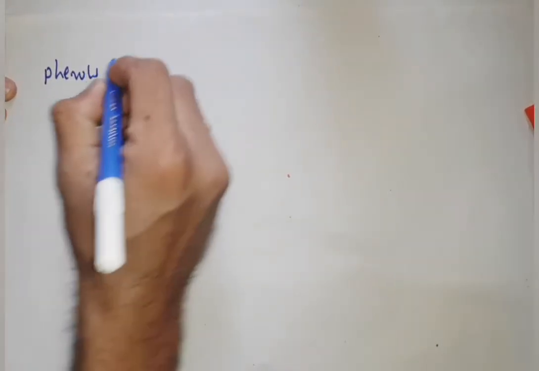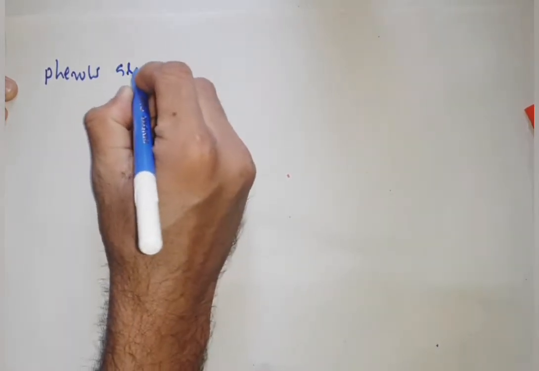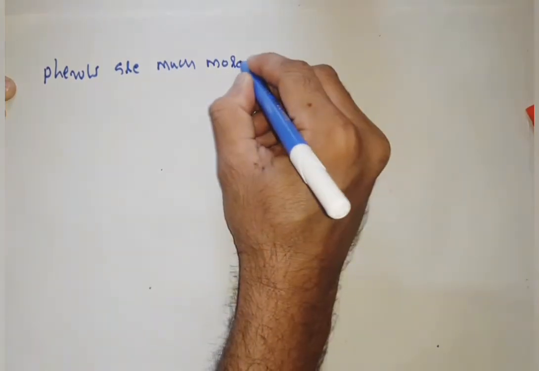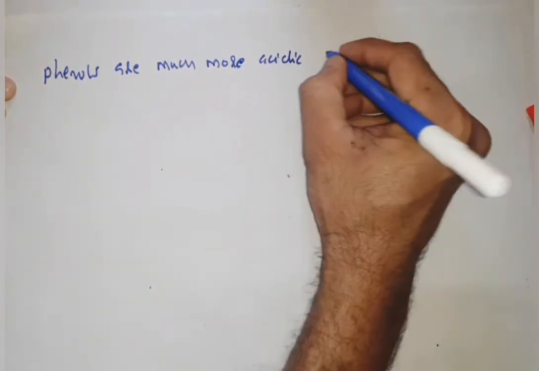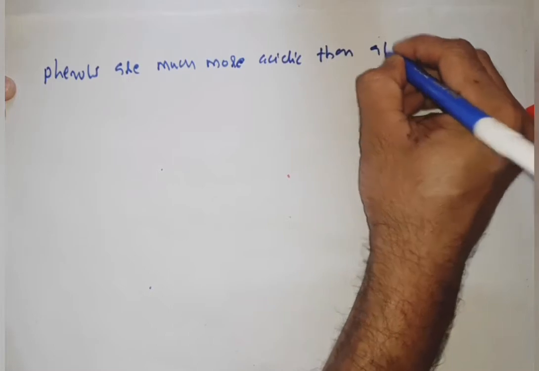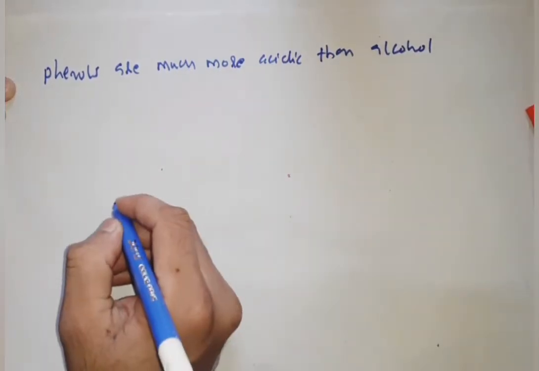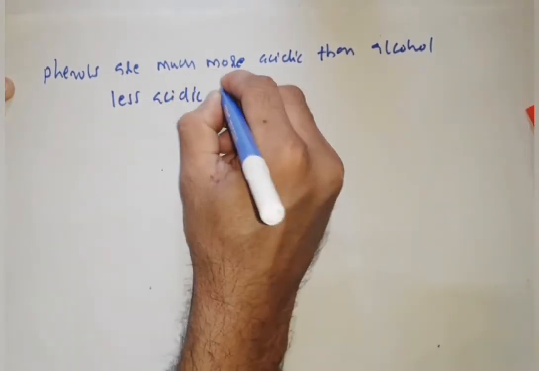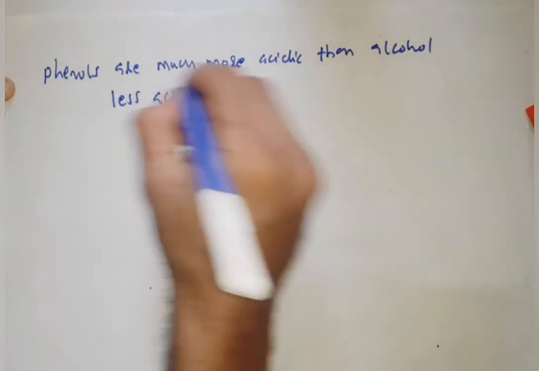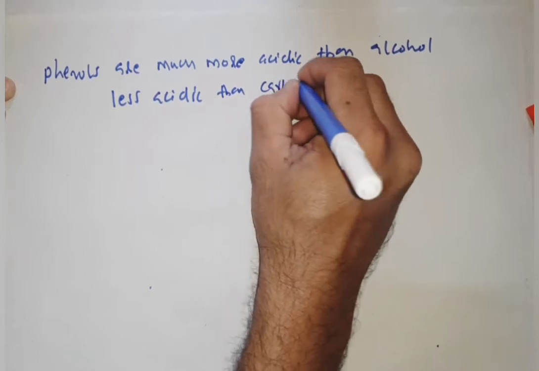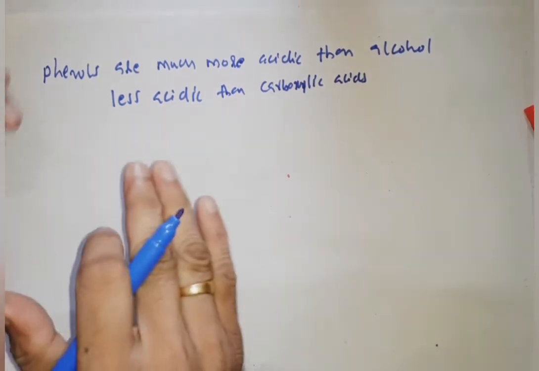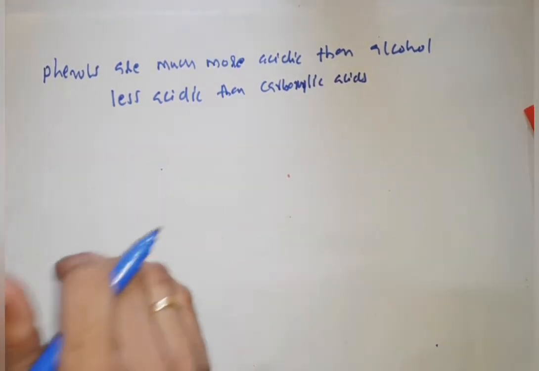Phenols are much more acidic than alcohol, and less acidic than carboxylic acids. Phenols are much more acidic than alcohol and less acidic than carboxylic acid.